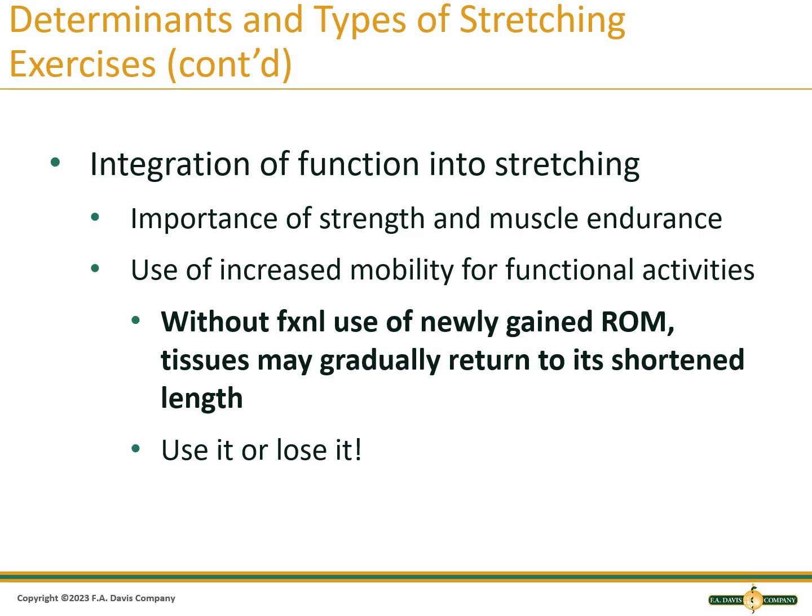We want to use our increased mobility for functional activities because without functional use of the newly gained range of motion, the tissues are going to gradually return to their shortened length. So this is a use it or lose it situation where after we stretch a muscle and we get increased range of motion, we have to perform functional movement patterns that work the muscles into those new ranges so that we can develop the appropriate motor control and muscular strength for stability of the joint.